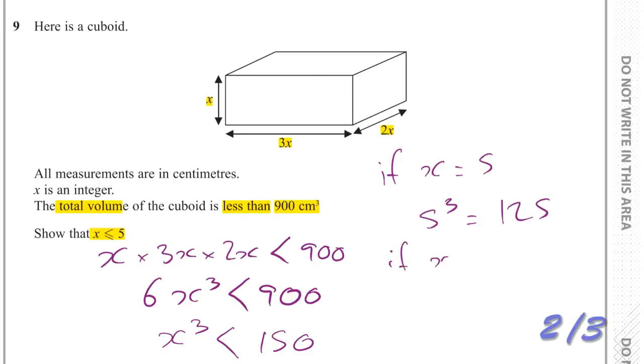And if x was equal to 6, we'd have 6 cubed, which is 6 times 6 is 36. 36 times 6, we could work that out on paper, or you might be happy knowing that's 216. So looking at those, 216 is too much, 125 is fine. So that means if we had an integer value cubed that is less than 150, the biggest that could be is 5. So x is less than or equal to 5.